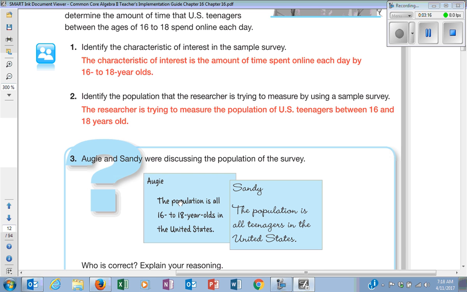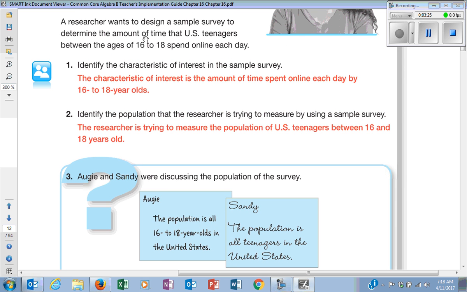Now, why is this the population? The population is everyone that this would include. And if I go back up here, it says what? The amount that U.S. teenagers between these ages spend online. Does that make sense? Now, what if they had just said the amount that teenagers between ages 16 through 18 spend online? Now, what does that change? Now it becomes even more broad, because now I have to include teenagers who live in Mexico, Canada, right? U.S. narrows it down to just the United States. You following me?